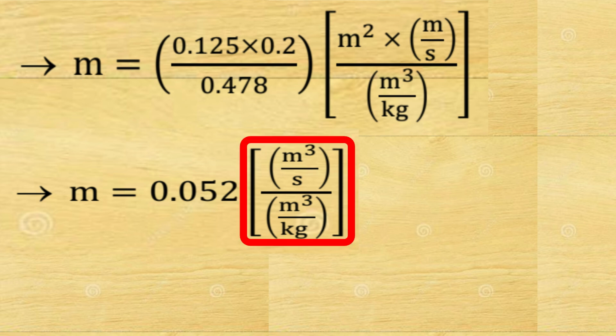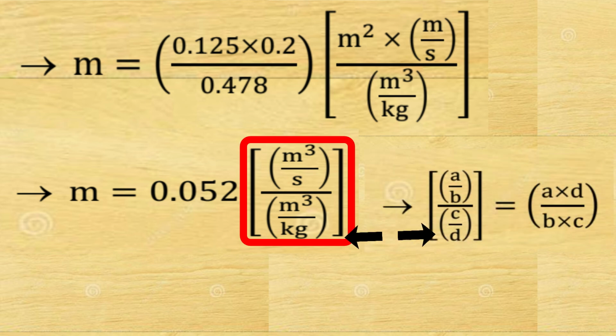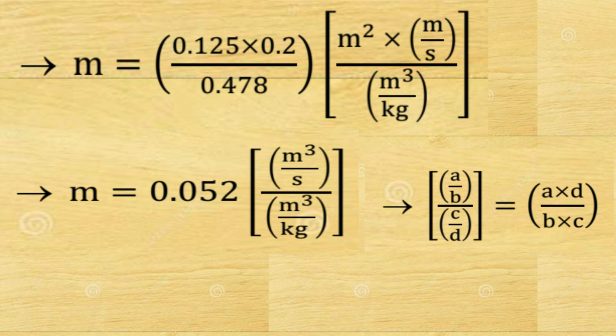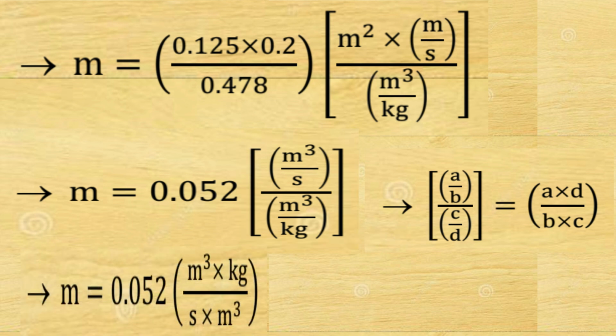cube per kg. So here meter cube per second whole divided by meter cube per kg can be simplified by using a formula A by B whole divided by C by D is equal to A into D whole divided by B into C. So similarly, meter cube per second whole divided by meter cube per kg will be meter cube into kg whole divided by second into meter cube. Okay, so the next step will be m is equal to 0.052 into meter cube into kg whole divided by second into meter cube. So here in this RHS, meter cube and meter cube gets cancelled.